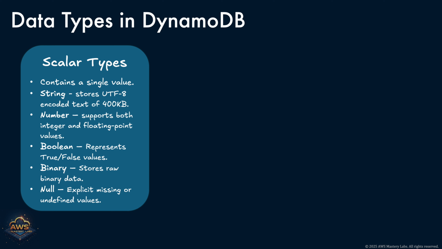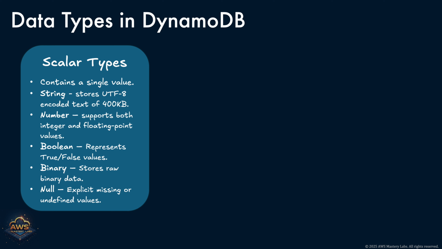operations. This type supports both integers and floating point values, making it versatile for representing quantities, prices, timestamps, and any numeric calculations. Boolean. The Boolean type holds either a true or false value. It's ideal for status indicators such as flags, feature toggles, or conditions that control application logic, like whether a product is in stock or a user is active. Binary. This type is used to store raw binary data, such as images, encrypted content, serialized objects, or multimedia.